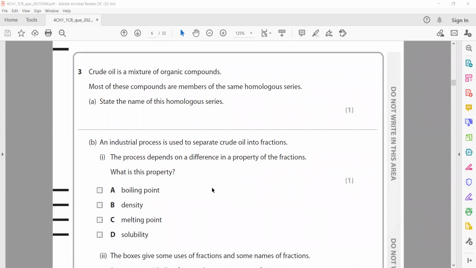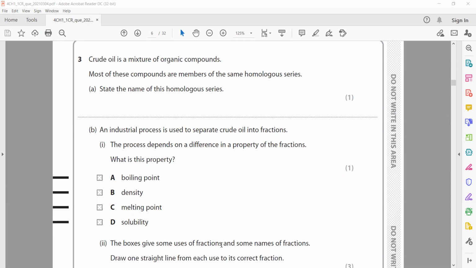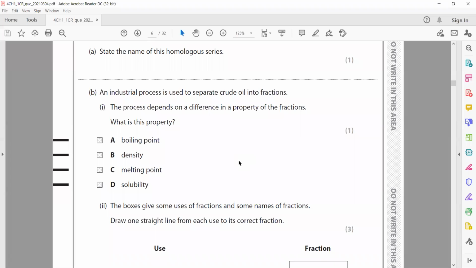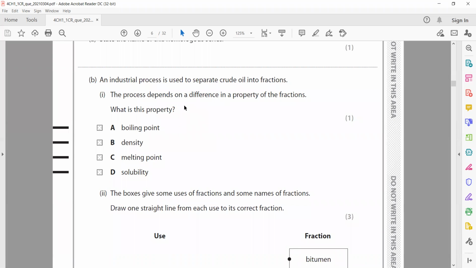Crude oil is a mixture of organic compounds. Most of these compounds are members of the same homologous series. State the name of this homologous series. So crude oil is mainly a mixture of alkanes, hydrocarbons which have single bonds. An industrial process is used to separate the crude oil into fractions. The process depends on the difference in a property of the fractions. What is this property? We use fractional distillation, and fractional distillation is based on the boiling point.